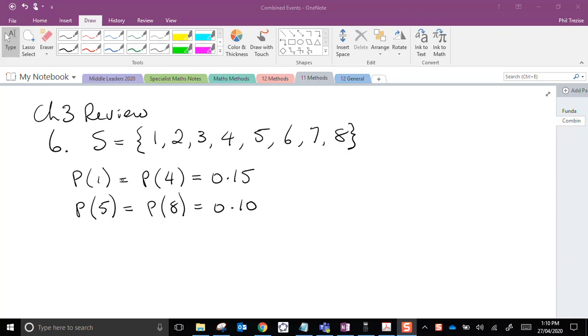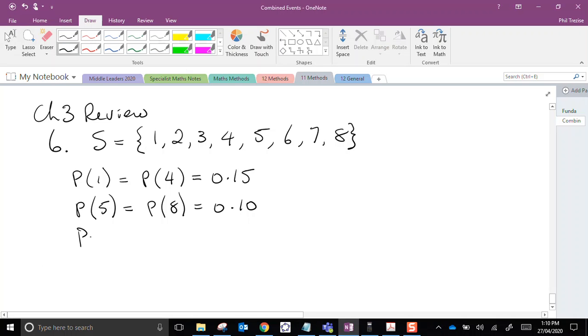So the number 1 and the number 4 have a 0.15 chance of occurring, and the 5 and the 8 have a 0.10 chance of occurring. Now the other ones apparently are equal. So let's work that out.